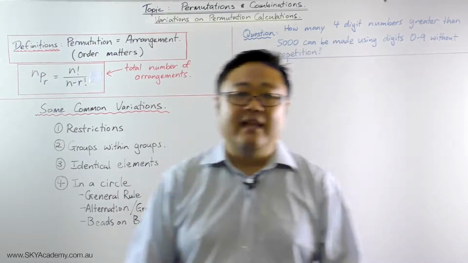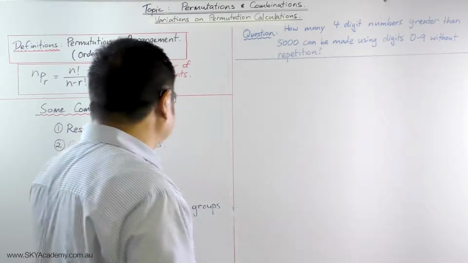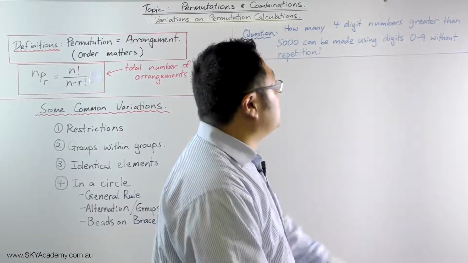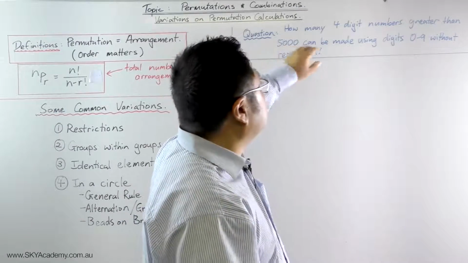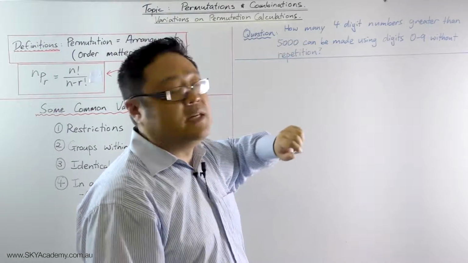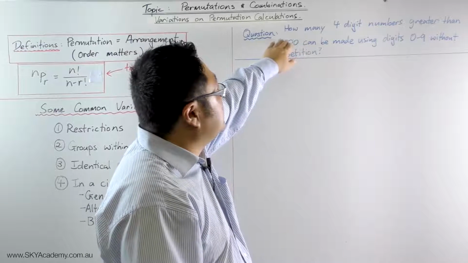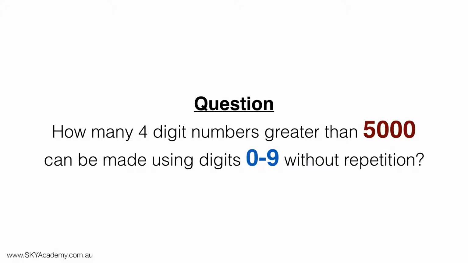Let's go over to the left-hand side and go through basically the first variation here, which is restrictions. Now, let me just explain how this works by going through this particular question. It says, how many 4-digit numbers greater than 5,000 can be made using the digits 0 to 9 without repetitions? All right, so you're using the digits from 0 to 9.